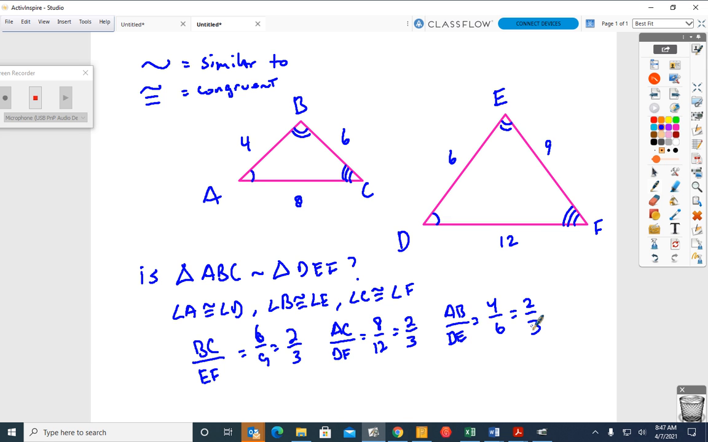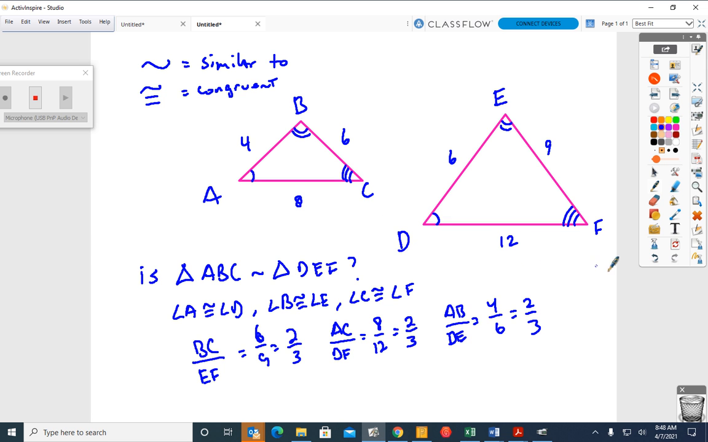Now, if you were to simplify this, let's say this one was 2/3, this one was 2/3, and when I simplified this one, it was, say, 3/4. Would that mean they are similar? That would mean they're not similar. Does that make sense? All right. Are we understanding so far?